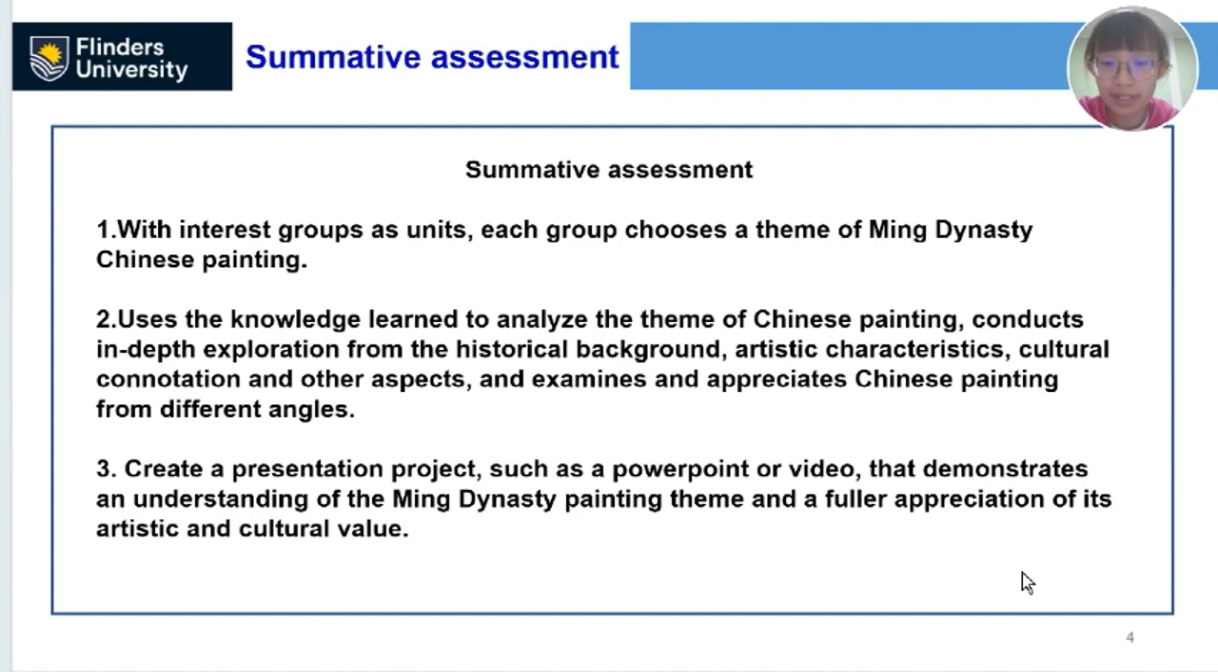Part 3. Summative assessment. In the 21st century, students should not only master knowledge and understand content, but also have critical thinking, analytical, comprehensive, and reasoning skills. Therefore, our summative assessment should not only examine students' mastery, but also cultivate students' comprehensive ability.